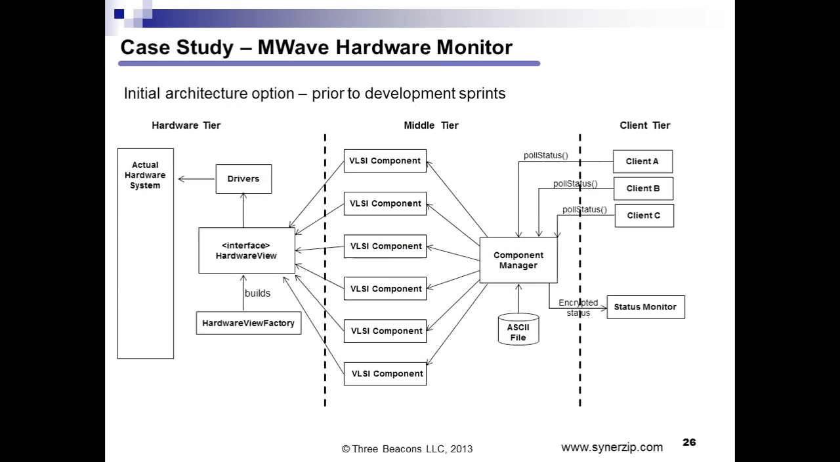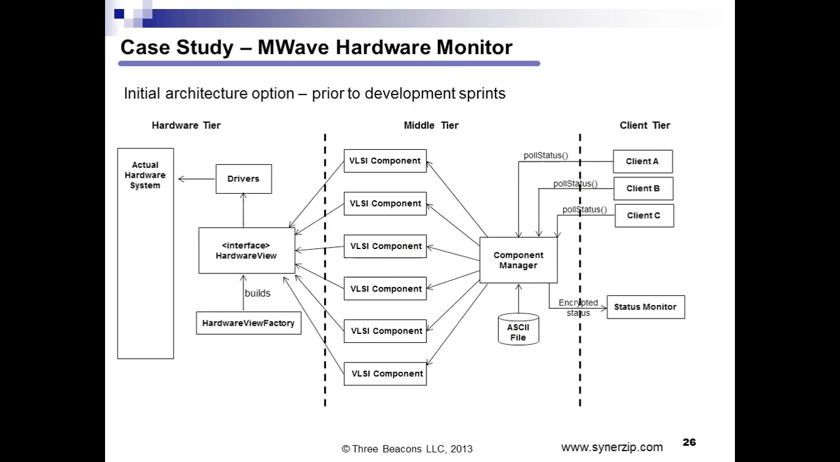So at the hardware tier, this is where the actual hardware would be, the drivers, the boot support packages that are needed to run the transceivers, and then providing an outward-facing interface view to the rest of the system.